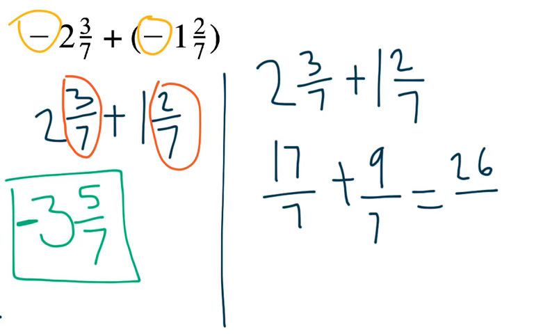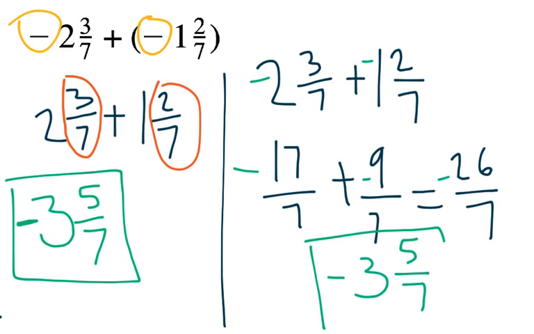And remember that all of these are negative. We're just adding them together because when you're combining negatives, you add the negatives together. So 26/7, you're thinking, how many times does 7 go into 26? 7 goes into 26 3 times, with 5 left over out of 7. And that whole answer is negative.